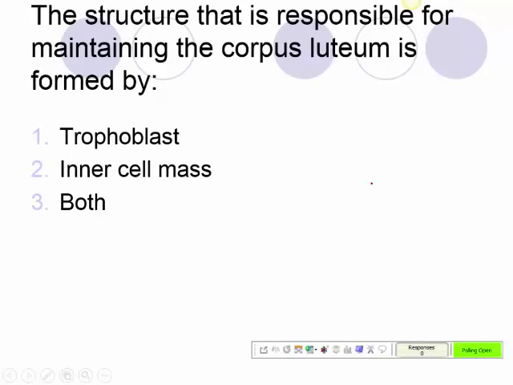Okay, so let's take a look at some questions. What is the structure that is responsible for maintaining the corpus luteum? What is that formed by? First think what the structure is, and then what is it formed by?